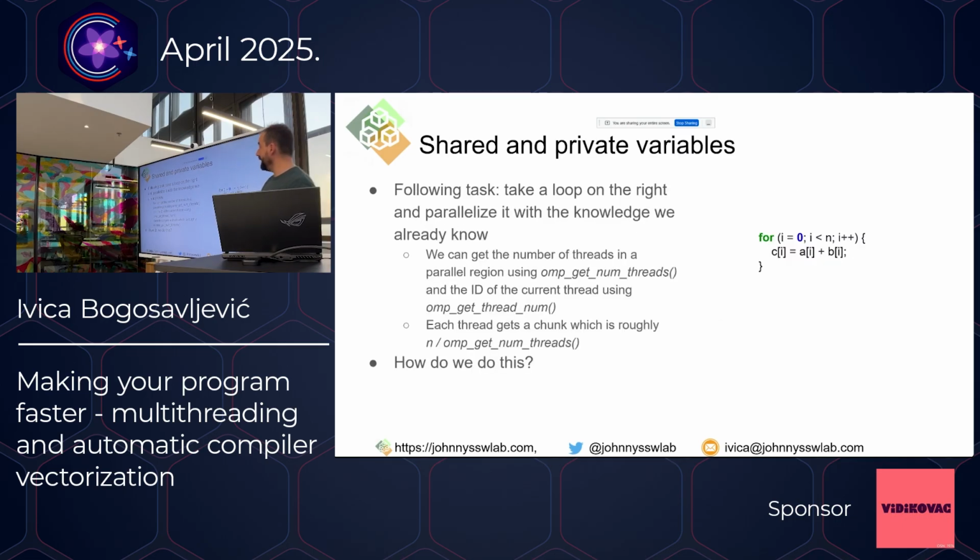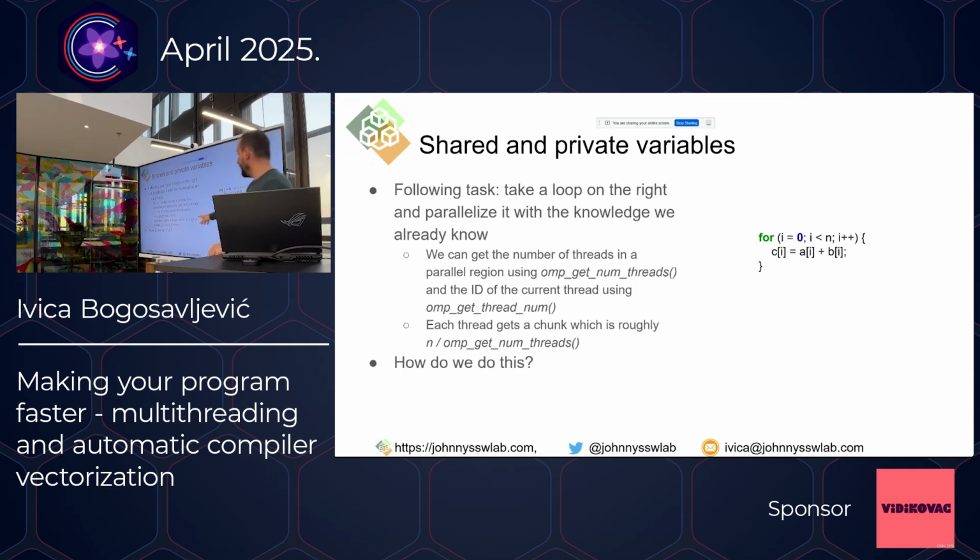Now, next question. So you have this loop here. It goes from 0 to n, and C of i equals A of i plus B of i. Now, we want to parallelize it with the knowledge we already have, only with the parallel region. So what do we want to do? We want to take this loop, which goes from 0 to n, and divide it, let's say, into 4 equal parts if we have 4 threads.